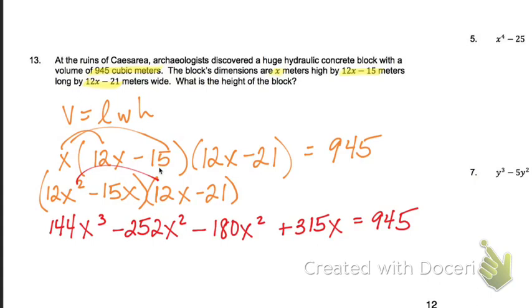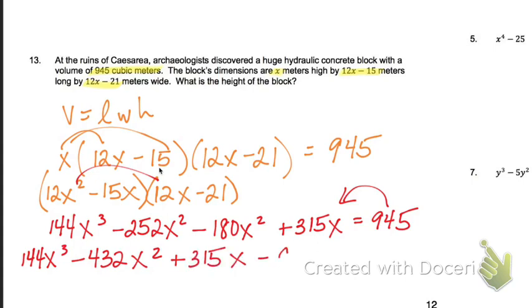Now I want to combine my like terms, and I also want to move the 945 over. So 144x cubed minus, what is 252 plus 180? 432 x squared plus 315x minus 945 equals 0. So this formula right here is what I'm going to be factoring. This is what I'm trying to solve for.